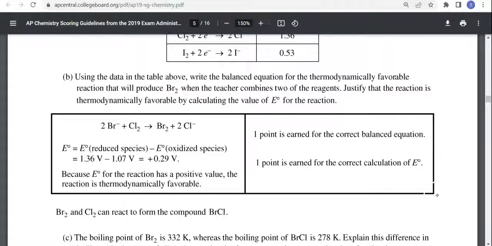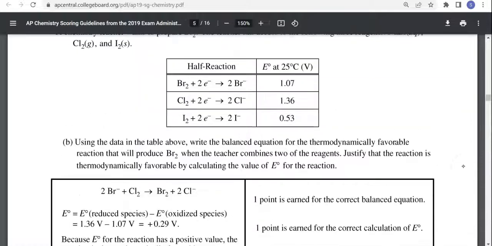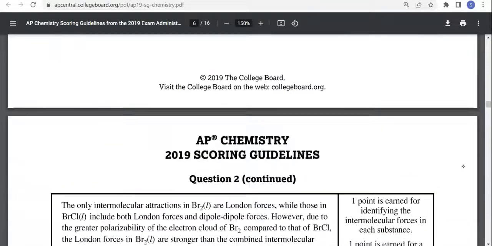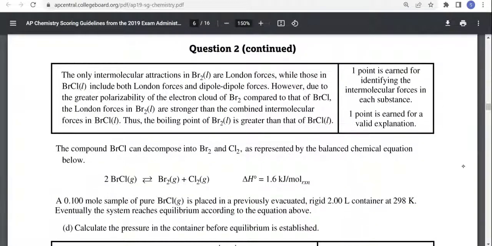So just, I don't know, I guess keep that in mind. I don't know if that would affect how you approach a problem, but if that helps you in any way, or is interesting to you in any way, keep that in mind for how the free response is going to be scored.